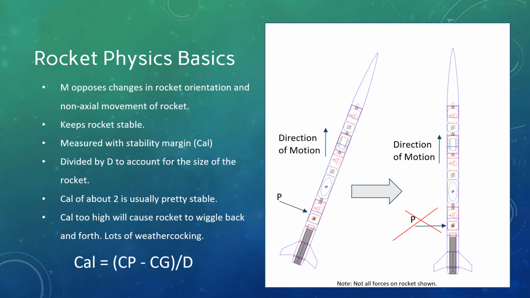Cal too high, though, will cause it to overcorrect. So essentially, if there's any non-axial movement, it'll cause the tail to swing back over too far, and then there'll be a pressure force on the tail from the other side. It'll cause it to swing back the other way. It'll keep doing that and oscillating. So that's not stable. That's not good. So you don't want to go too far above 2 on your cal either.